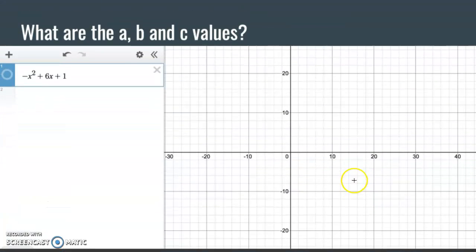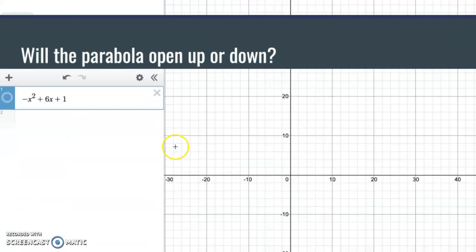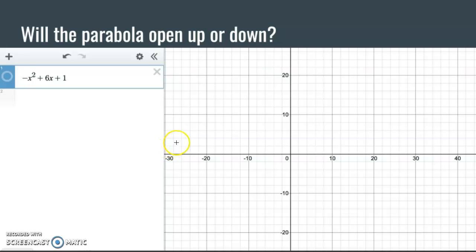So here, I want you guys to take a second and think about what the a, b, and c values are for this quadratic. We should know that the a value here is -1, the b value here is 6, and the c value here is +1. And we know that because of the coefficients here. Okay, so next thing I want to ask is if the parabola is going to open up or down.